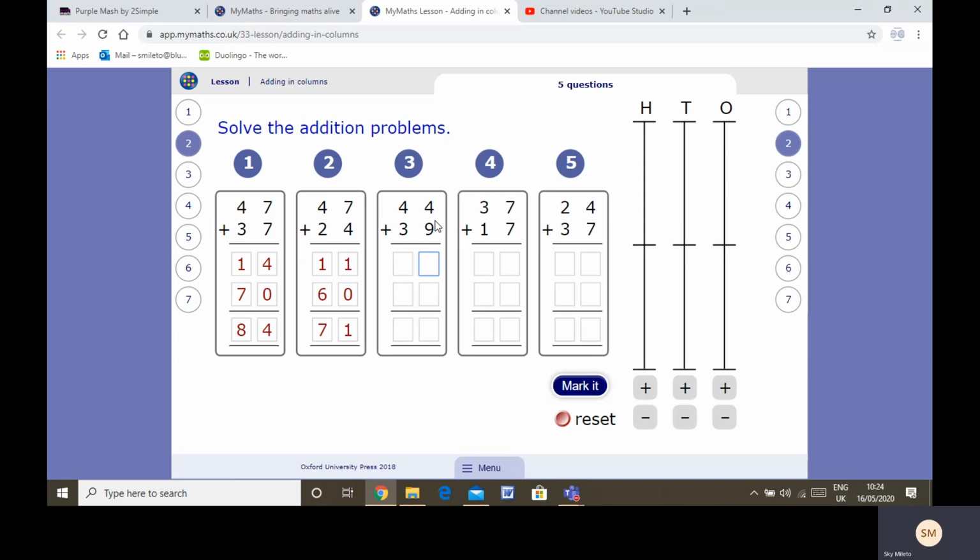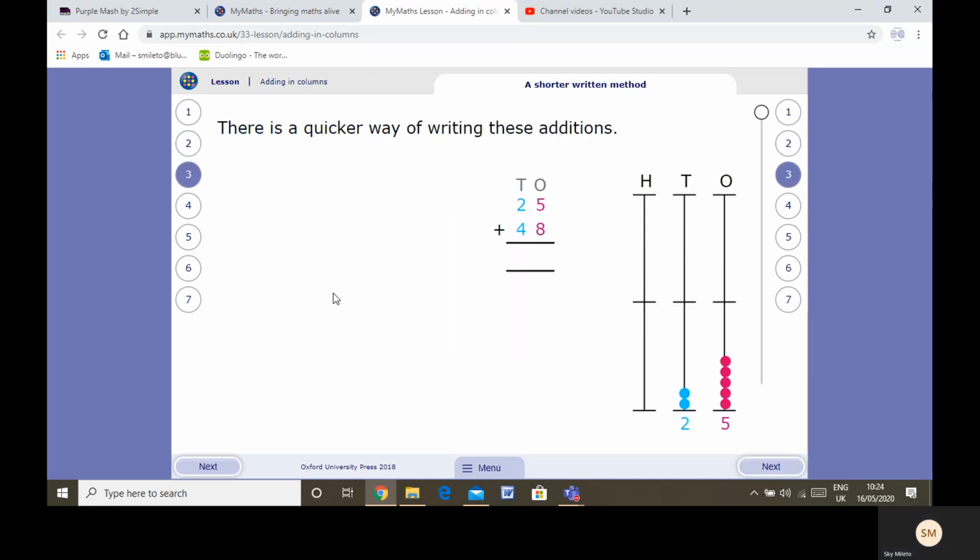9 plus 4. 9 plus 4 is 13. So 3 in the ones and 1 in the tens. 40 plus 30 is 70. So that will be 7 in the tens and 0 in the ones. 0 plus 3 is 3. 7 plus 1 is 8. 83. Okay, try the other two on your own.